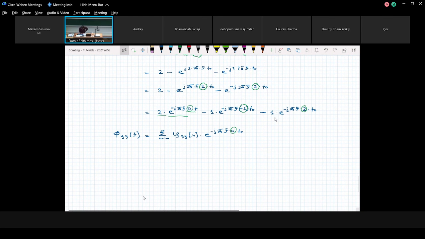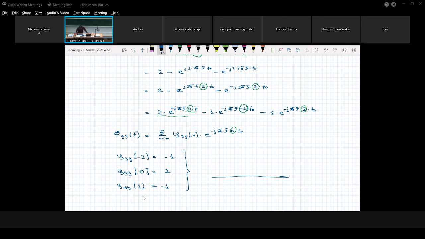You can say that the autocorrelation function phi y at minus 2: what will be its value? Minus 1. Then the autocorrelation at 0 will be equal to 2. And phi y at 2 will be minus 1. And that's all. I mean, now you can just plot based on this result. You can plot your autocorrelation function.